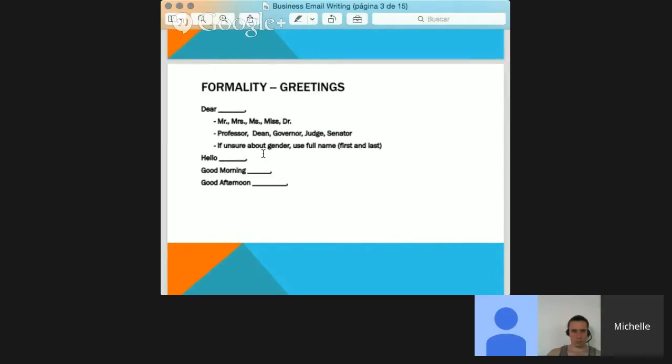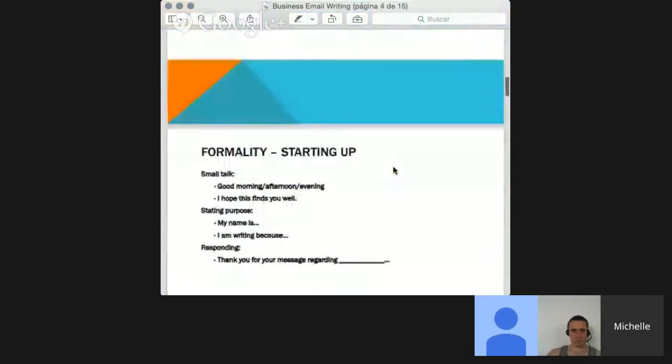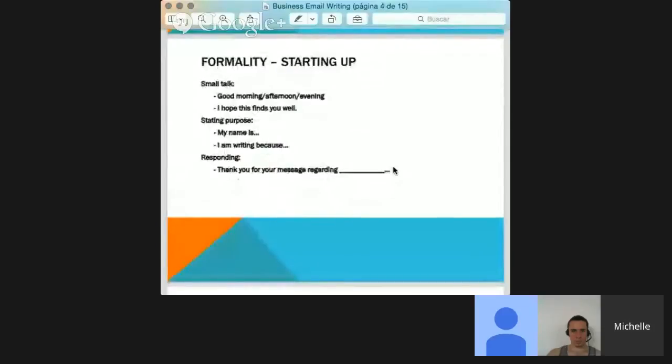But we want to make sure that we keep it to these four, because otherwise you have the risk of being too informal. So for example, things like hi, hey, those are words you want to avoid in more formal situations, okay? And then starting up an email, it's always a good idea to do a little bit of small talk, right? So you want to say good morning, good afternoon, good evening. Another good tactic is to say, I hope this finds you well, right? I hope you're doing well.